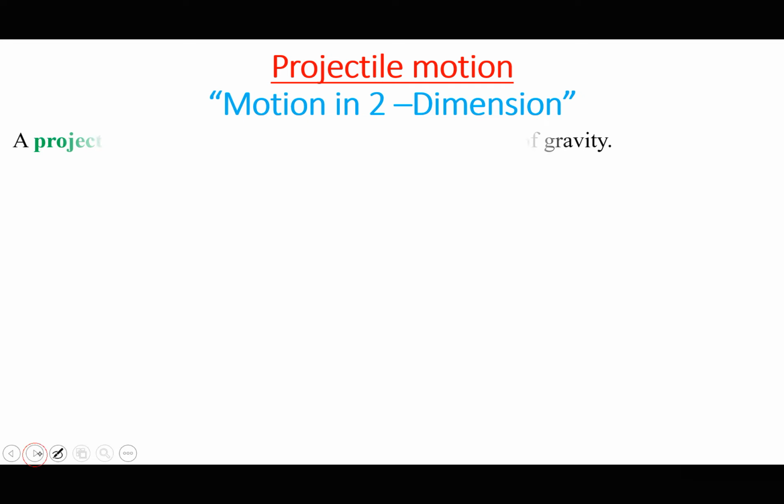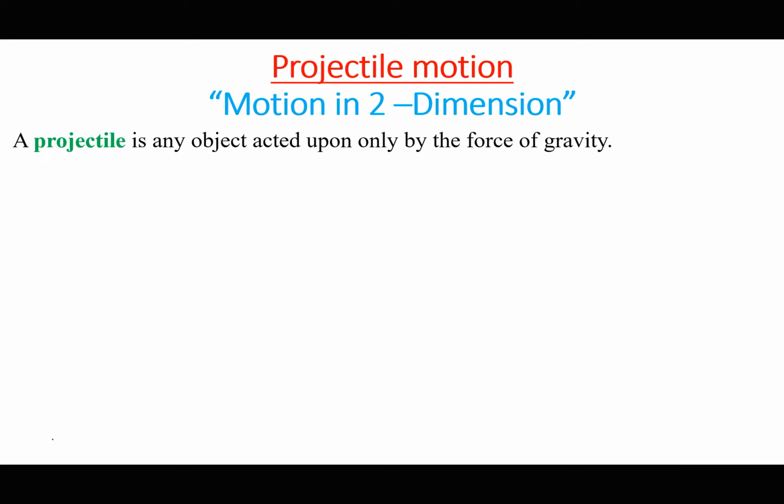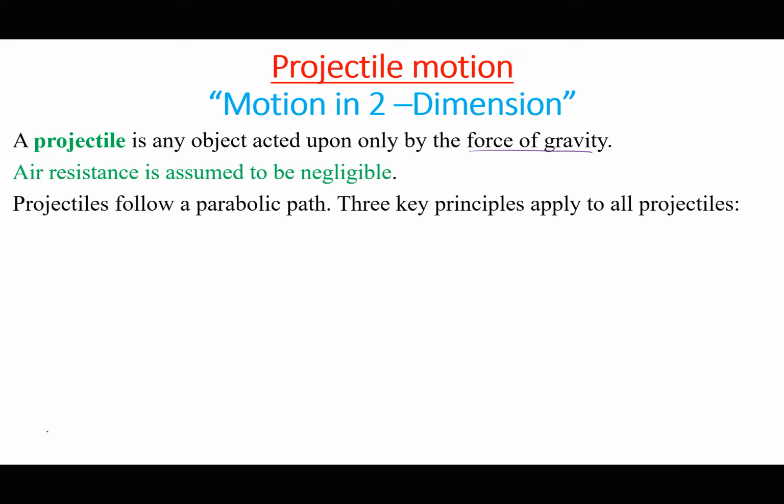So a projectile is any object acted upon only by the force of gravity, if we are talking about the earth. The only force we shall always be considering is the force due to gravity. In this case, we shall always assume that air resistance is negligible. And then we shall see that projectiles follow what we shall call a parabolic path.